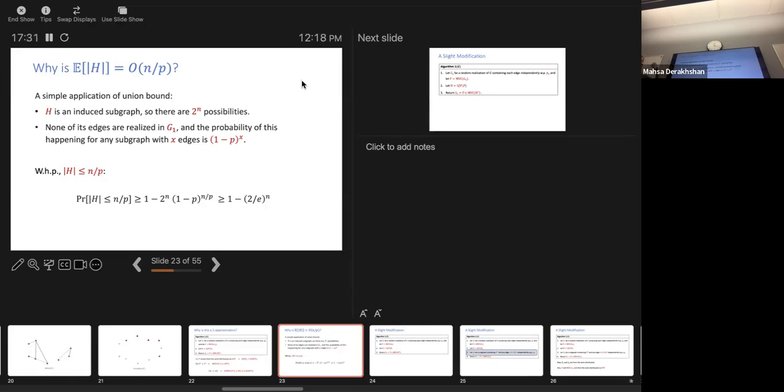Now take an induced subgraph with X edges. What's the probability of that subgraph being H? None of the edges should be in G1, so (1 minus P bar) to the power X. Now, an application of the union bound tells us that with high probability, H has at most N over P edges. Good?